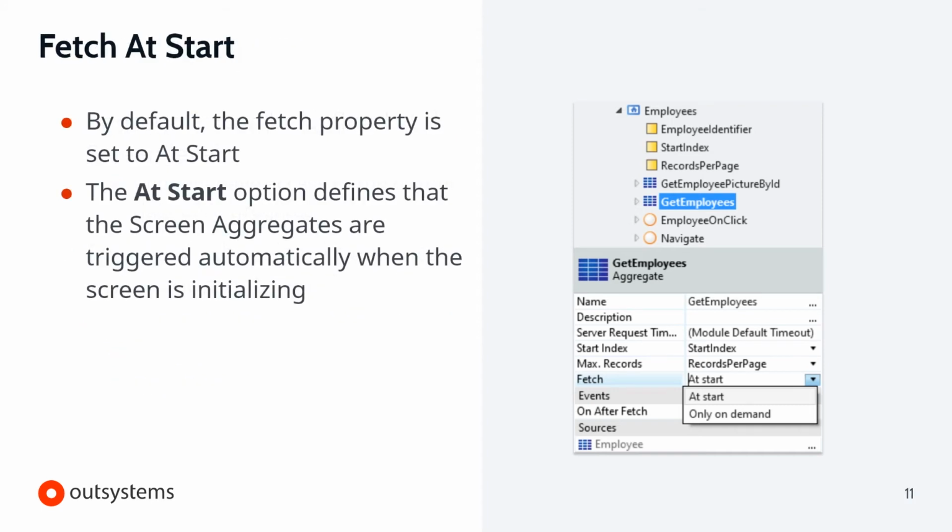By default, all aggregates are created with the fetch property set to at start. This option defines the default behavior of the aggregates described earlier, where the aggregates are triggered automatically when the screen is initializing. This behavior promotes application efficiency since the screen continues to load and render while the data is being fetched, and when it's ready, it renders again to display the data. But in some scenarios, this behavior may not be the best option.